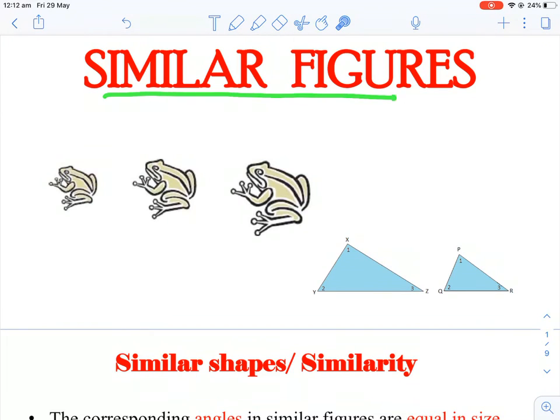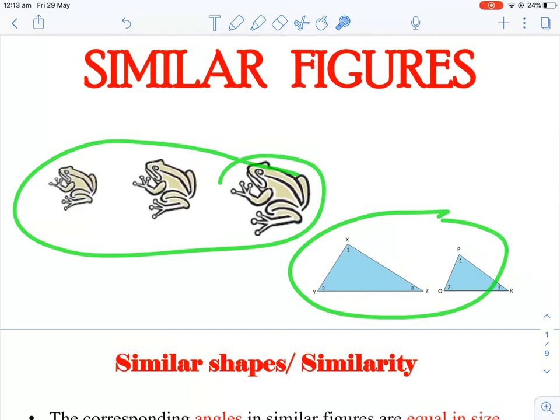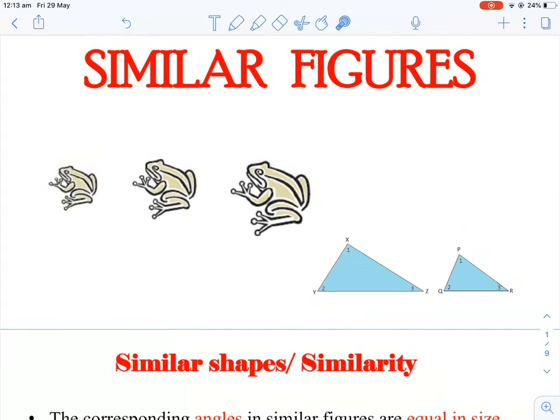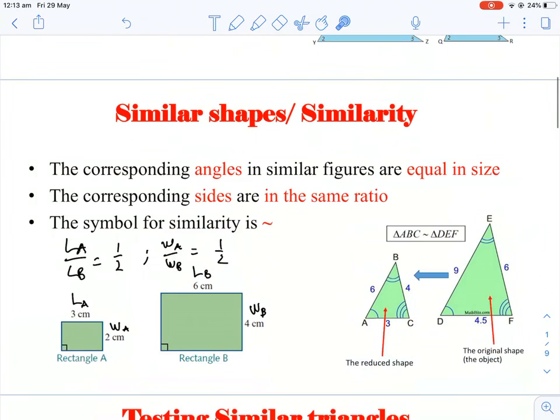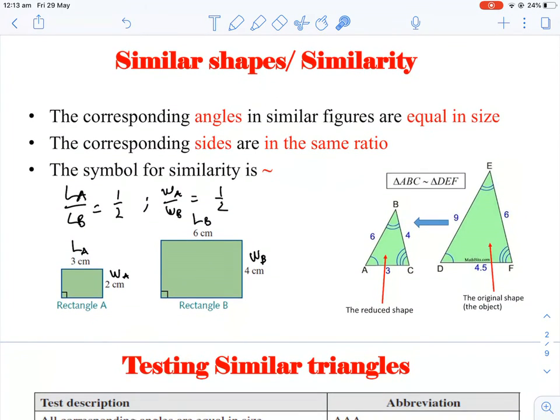In this video, you're going to learn about similar figures. Two or more shapes are considered similar when they are exactly the same shape but a different size. For example, these two figures are exactly the same shape but a different size, so they can be considered similar.